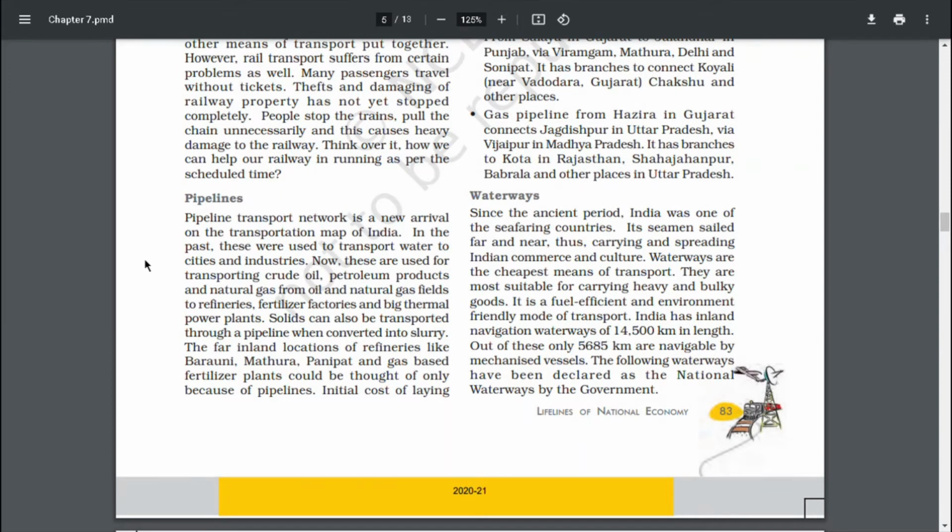Third, the gas pipeline from Hazira in Gujarat connects Jagdishpur in Uttar Pradesh via Vijaypur in Madhya Pradesh. It has branches in Kota in Rajasthan, Shahjahanpur, Babrala, and other places in Uttar Pradesh.